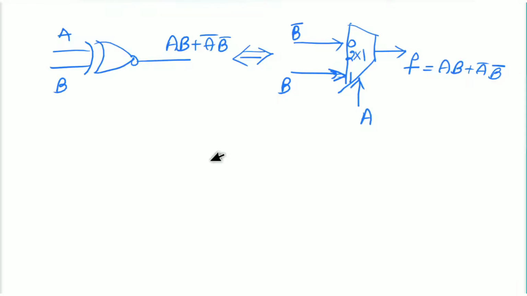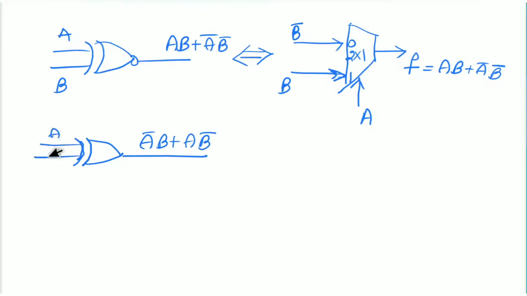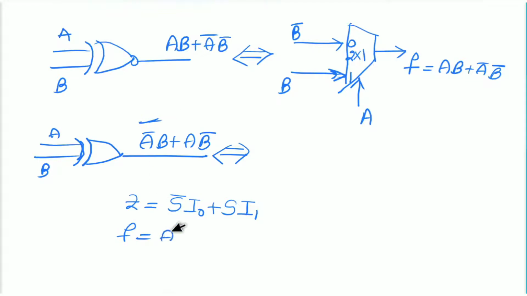The same thing you can do for the normal XOR gate, A bar B plus AB bar. The same thing you can do with this 2:1 multiplexer. Before that, let me write down again the function of the 2:1 multiplexer, that is S bar I0. Whenever you select S equal to 1, I1 will be selected. Now you need to compare this with this expression, A bar B, A B bar.